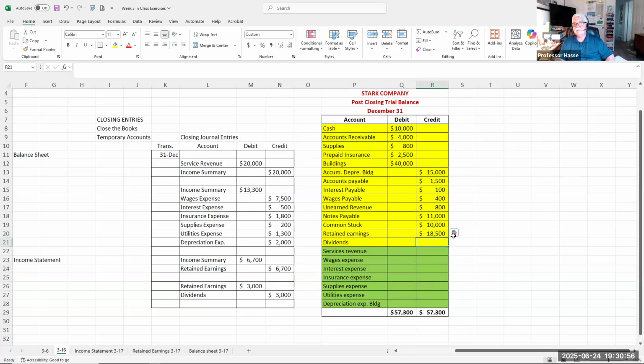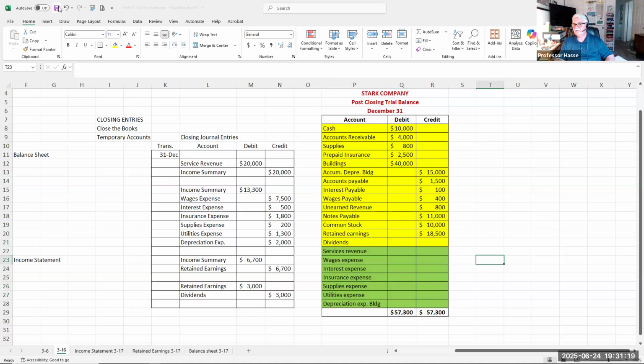And there we go. We've now posted the post-closing trial balance of $57,300, which lists all the accounts that are going forward into the next fiscal year. And notice the dividends, revenue, and expense accounts are all empty.